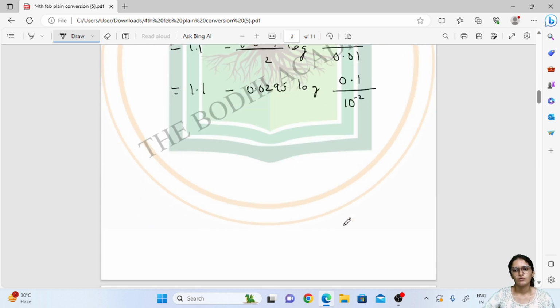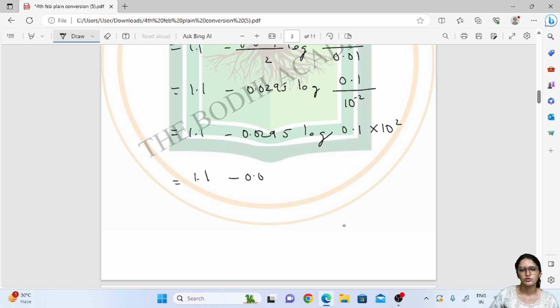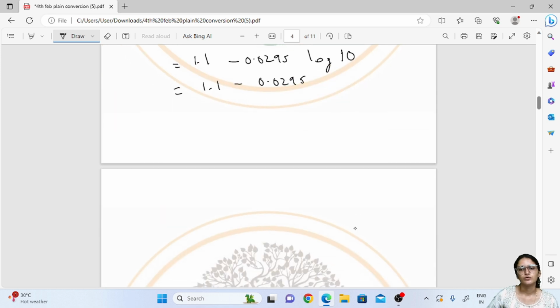Okay, so now what can we do here? 1.1 minus 0.0295 log of 0.1 into 10 raised to 2, because after taking this term to the numerator, the negative sign will change to a positive sign. So we will get 1.1 minus 0.0295 log of, now 10 raised to 2 means 2 places will shift, so we will get log of 10. So 1.1 minus 0.0295 log of 10, which is 1. So into 1 I can write.